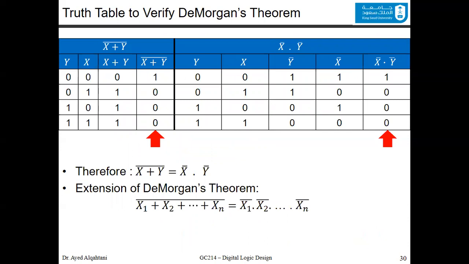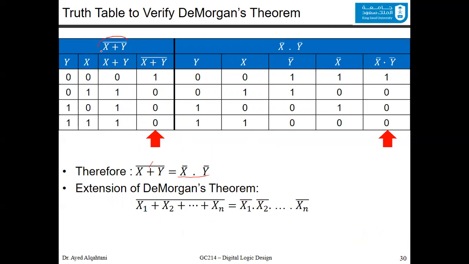Now we will apply some proofing for some of the algebraic laws, starting from the De Morgan law. So we know that (X or Y) all bar is equal to, you break the line and change the sign, which is X bar AND Y bar.